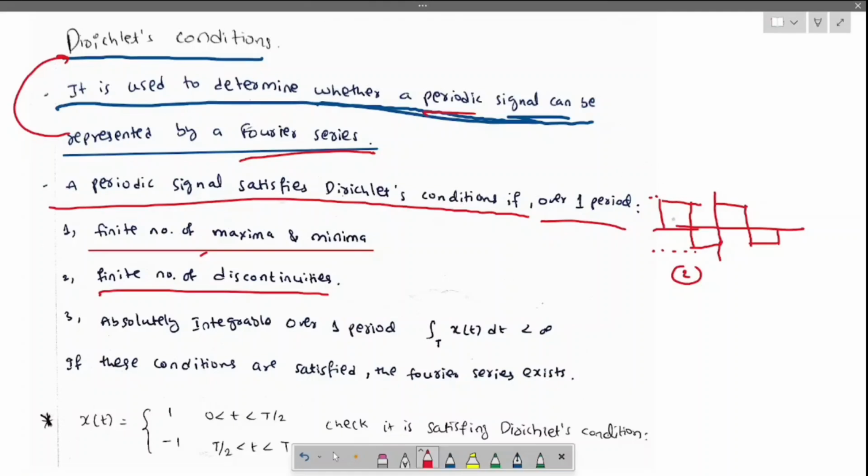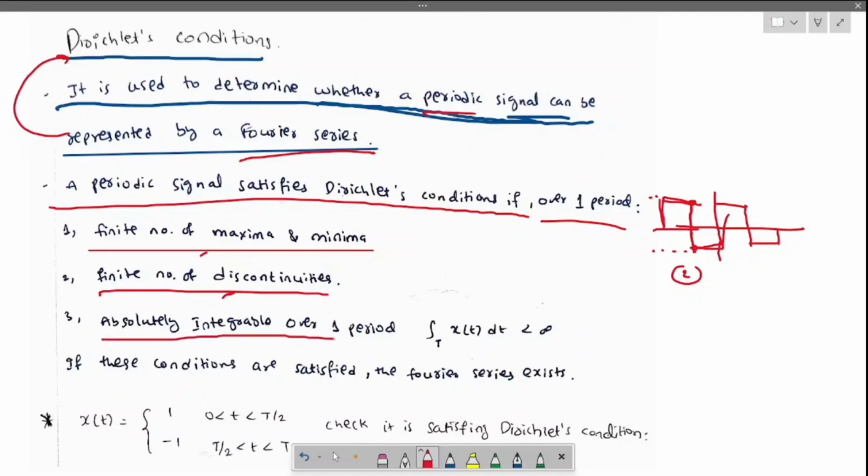Finite number of discontinuities means, see here how many discontinuities there are. It is going like this, and from here it is again falling to here, again it is rising back, right? So the number of discontinuities is finite. We can easily judge by this.